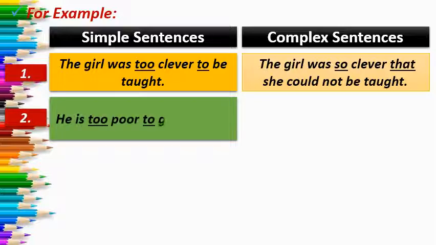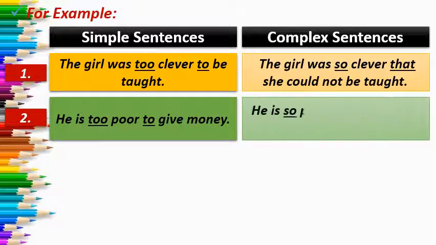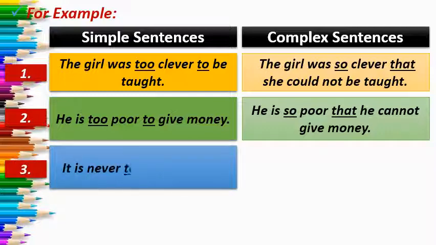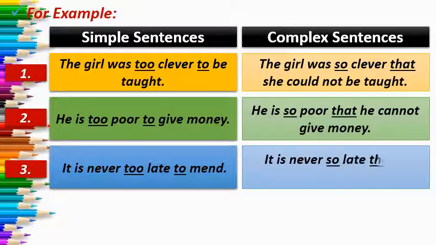Next is, he is too poor to give money. So the sentence will be, he is so poor that he cannot give money. As it is present tense, that's why we have used cannot. Number 3, it is never too late to mend. If you are getting an infinitive at the end, let's see what you have to do. It is never so late that it cannot be mended.